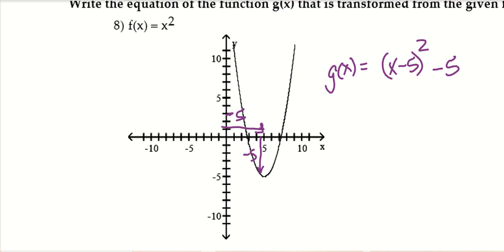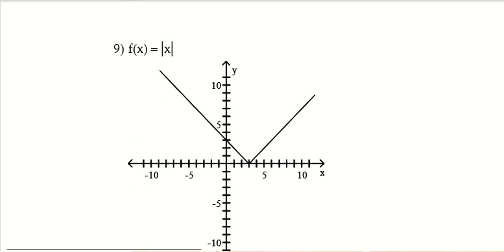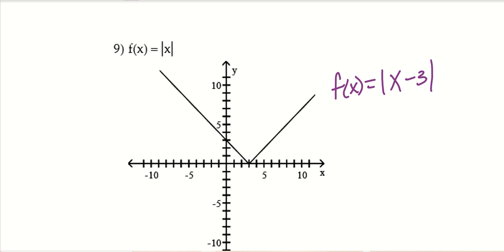All right, shall we try one more? Okay, let's try one more. There goes that V again. What does the V look like? I told you up there at the top. It's just absolute value, but all it did is move over 3 units to the what? To the right. So f of x equals the absolute value of x minus 3. That's it.